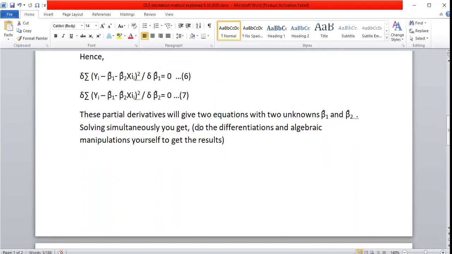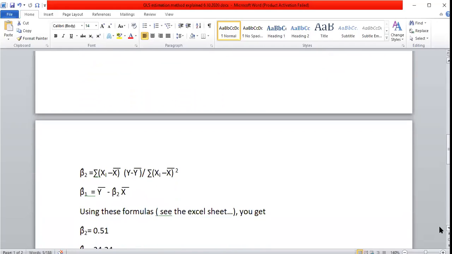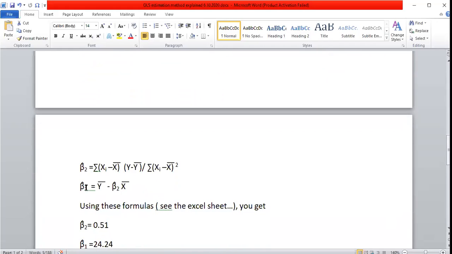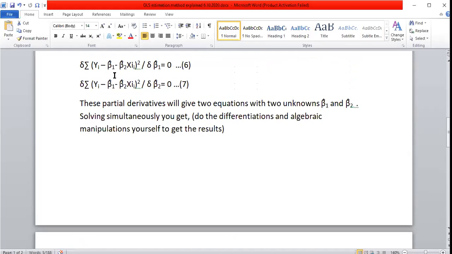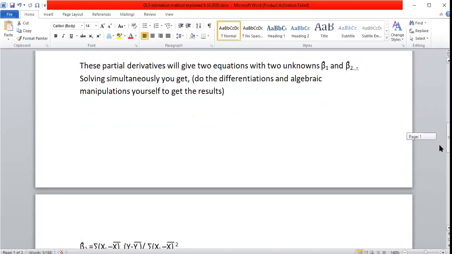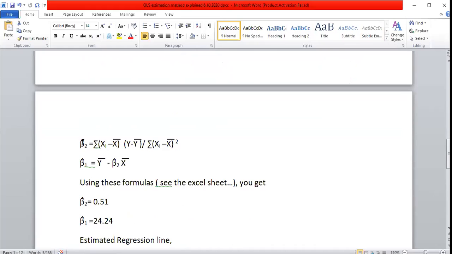Solving simultaneously, you get the results. Now, I did not show everything here yesterday. So you have to do the differentiations and algebraic manipulations to get the results. Two equations, two unknowns, please do it yourself. Do the differentiation and the algebraic manipulations; the book gives some hints. You try, and if not, you let me know. You end up with these two values of beta 2 hat and beta 1 hat. You need 7 to 8 lines from these two equations to end up with these two end results.